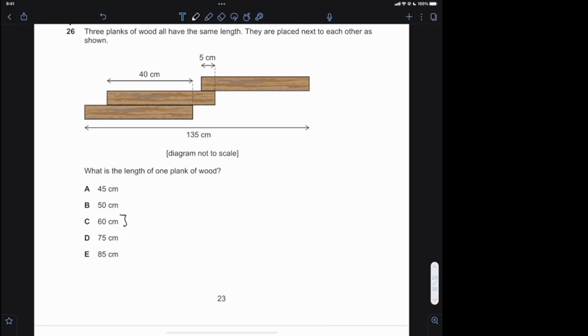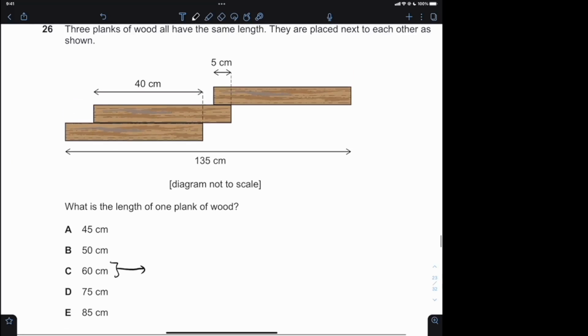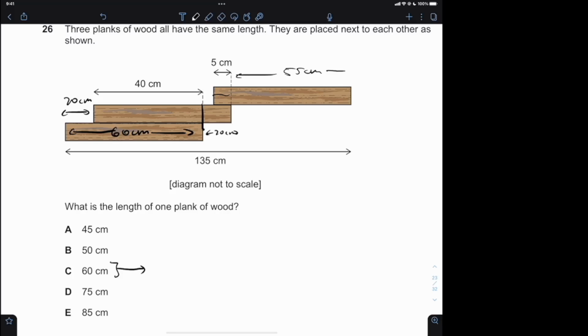Okay, so for instance, let's try 60. And fill in what we know. So if each one is 60, remember they're the same length, right? If each one is 60, then that means that this has to be 20 centimeters here, right? And this would have to be 20 centimeters here, just based off this measurement here. Now, if this is 5 centimeters, then that means that this has to be 55 centimeters, all right? Now, we can add these up and see if they give us 135.